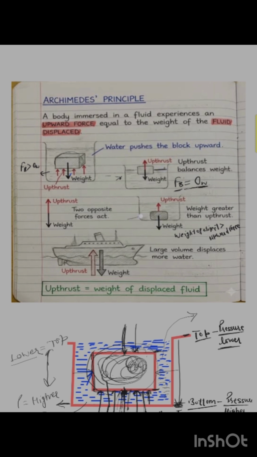But in case of this diagram, you can see the weight of the object is greater than the upthrust force. This upward force that is called as buoyant force is also known as upthrust. This is lesser than the weight of the object. That is why it sinks in the water.